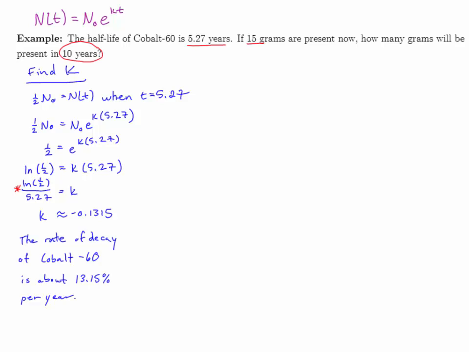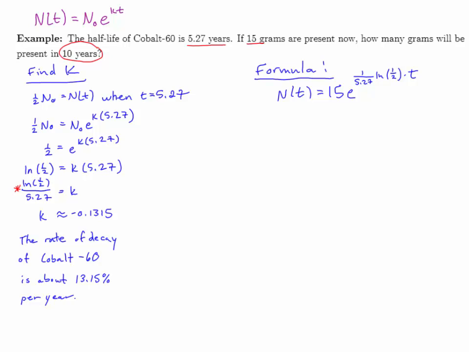So now let's write our formula, and we'll see that we have N of t equal to 15, and then we'll have e to the kt, and this natural log 1/2 over 5.27 is what we use for k. It'll be a little difficult to write that, so I'll actually write it as 1 over 5.27 times the natural log of 1/2, just so it's clearer to write. And then that's all times t.